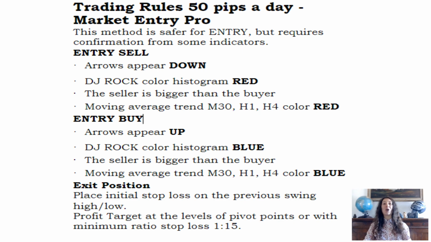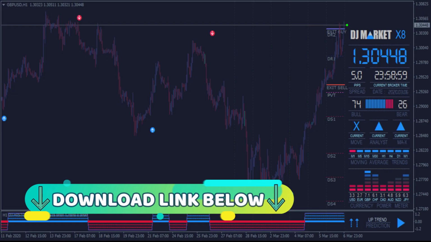Exit position. Place an initial stop loss on the previous swing high or low. Profit target at the levels of previous points or with a minimum ratio to stop loss of 1 to 1.5. Examples of trades.